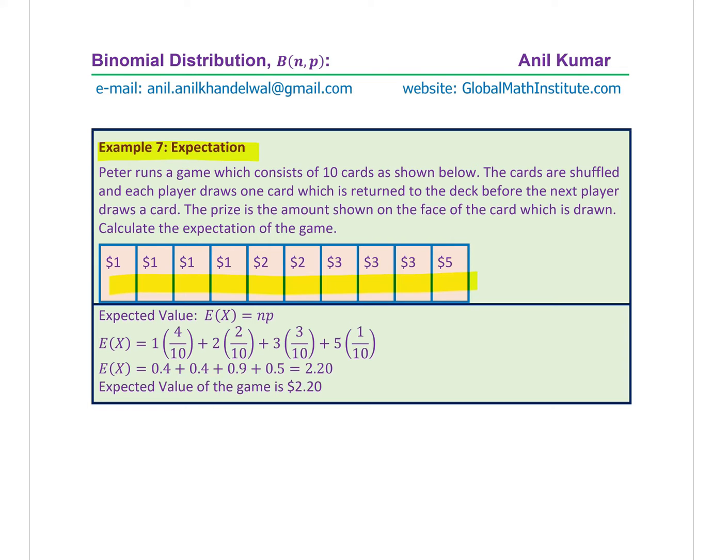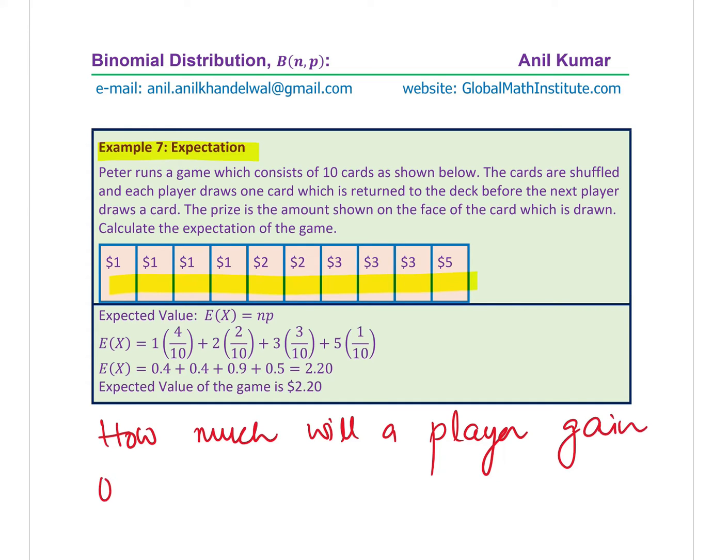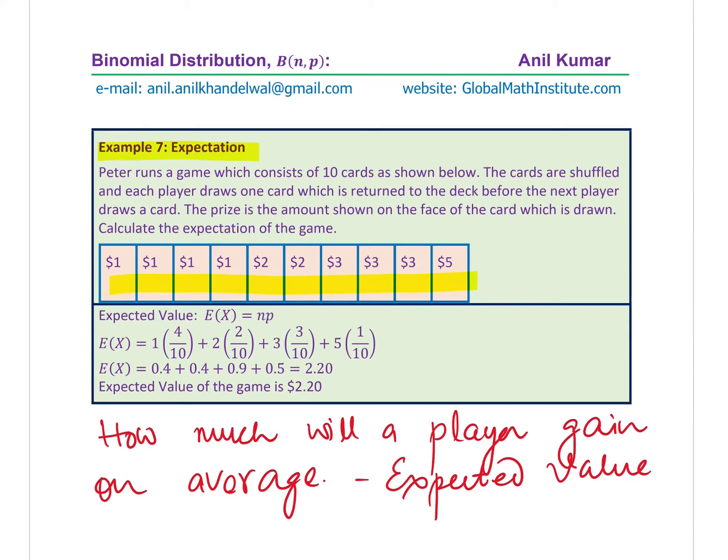Now, the question here is to find the expected value. That means how much can a person gain, right? So the real question is how much will a player gain on average. So that is called the expected value for this particular game. And we are interested in this expected value. So as we know, the formula for expected value is number times probability of that, correct?